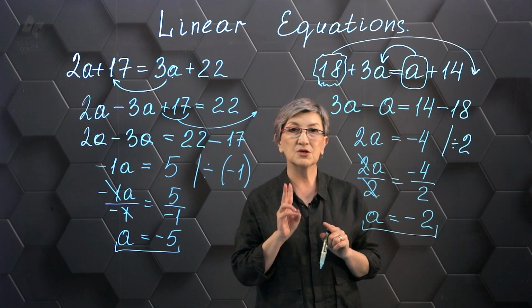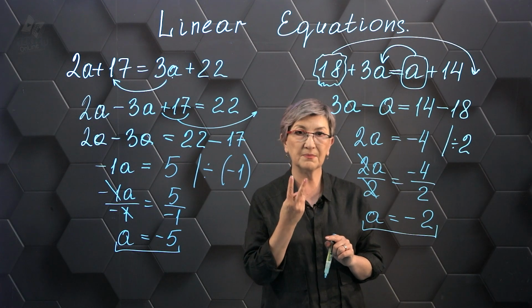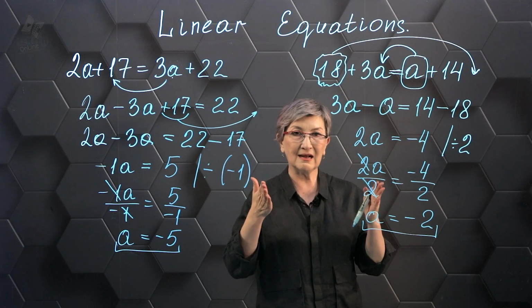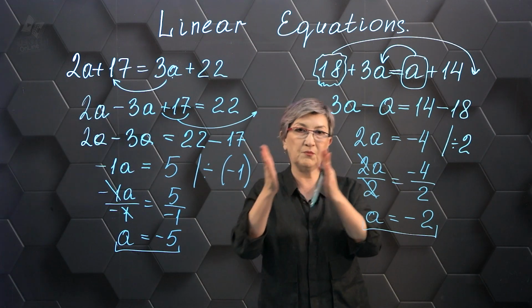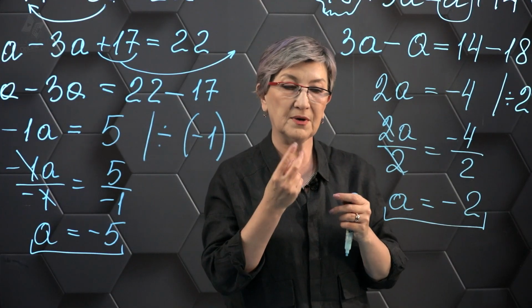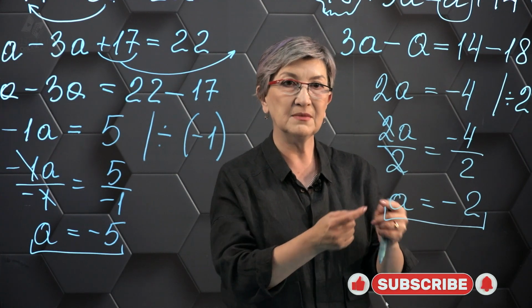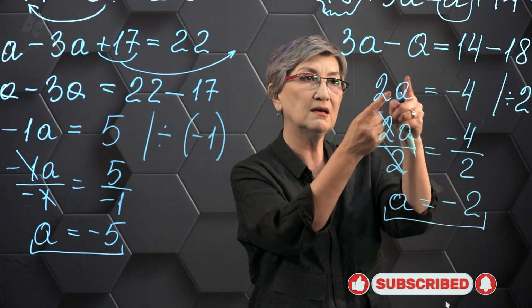Today in class we solved two equations. When solving these equations, we applied two rules. The summand can be moved to the left or to the right with the opposite sign. And the second rule, we always divide by the quotient. That's the number that's written next to the variable.